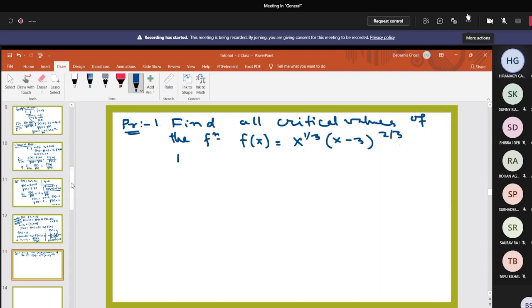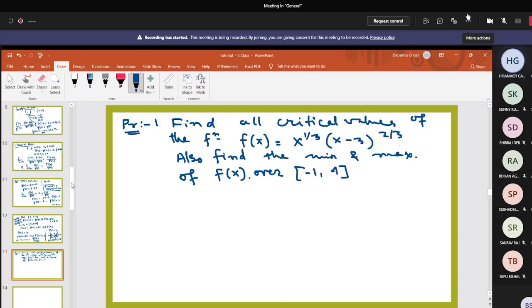Also find the minimum and maximum of f(x). Okay, we have to define some interval over which we could find it, and we have to take a test of this.